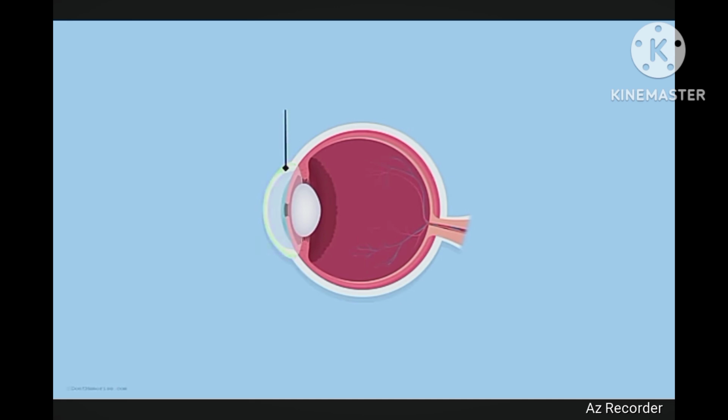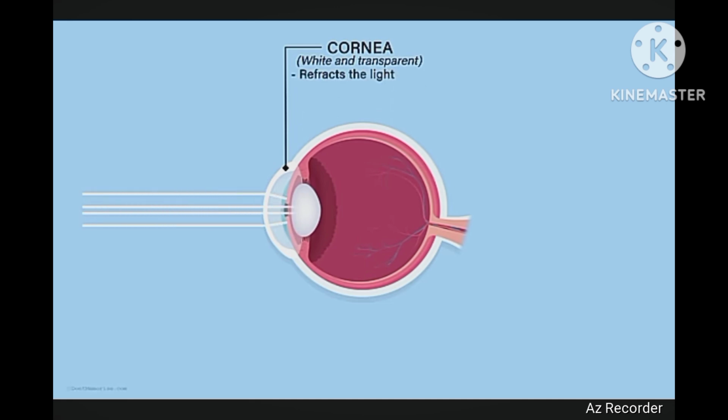The outer layer of the eye is called the cornea. It is white in color and transparent. Transparent? Yes, it means that it allows light to pass through it. In fact, the cornea refracts or bends the light passing through it, and much of the refraction inside the eye is done by the cornea only.